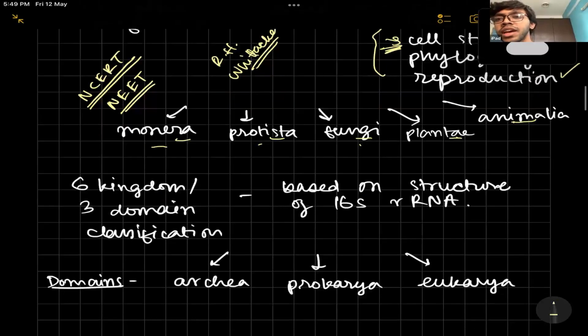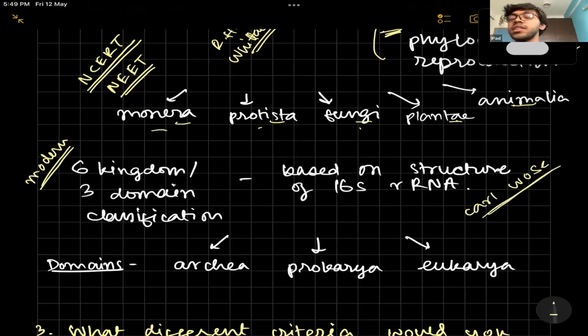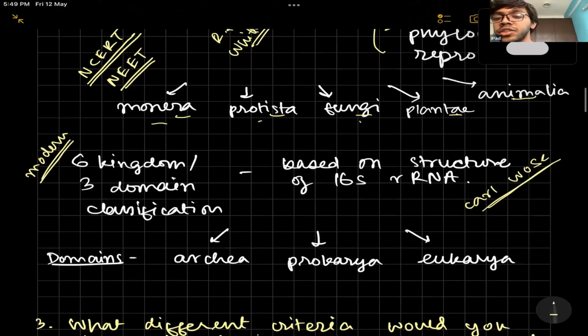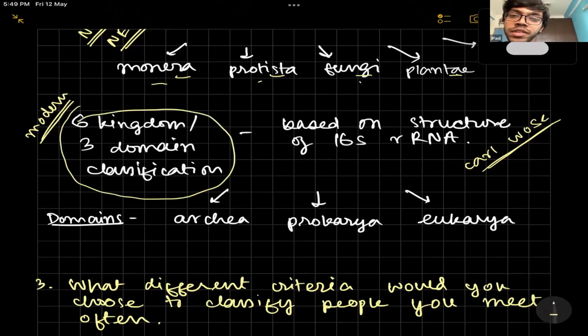And apart from that, the modern system of classification is actually based on 3 domain or 6 kingdom classification. It was given by Carl Woese, and the basis of this classification was the structure of 16S rRNA. He divided the entire living population into 3 domains: archaea, prokarya, and eukarya. This is actually out of scope for NEET, so we don't have to worry about it that much. Just the name, the 3 domain classification, is sufficient.